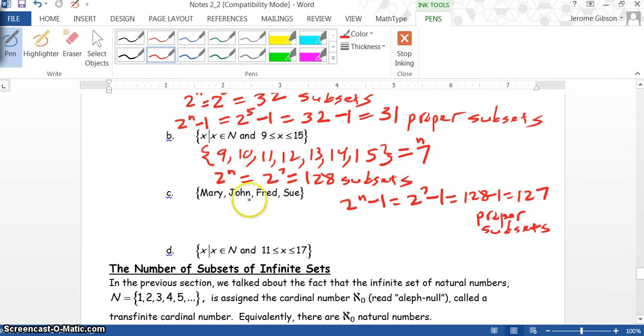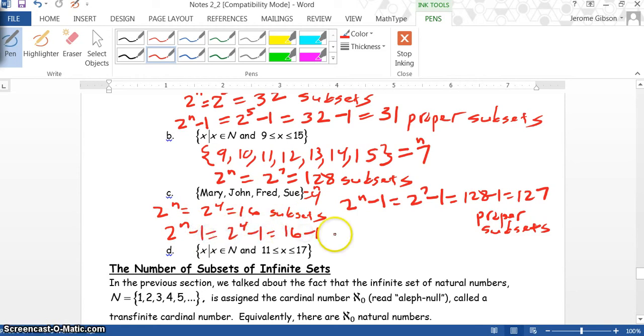Now we look here at C. We have Mary, John, Fred, and Sue. We know there are 4 elements in this set, and we know this 4 is our n. So we have 2 to the n is equal to 2 to the 4th, which is 16. So it's 16 subsets. Now to get our proper subsets, we take 2 to the n minus 1, which is 2 to the 4th minus 1, which is 16 minus 1, which is 15. And it's 15 proper subsets.